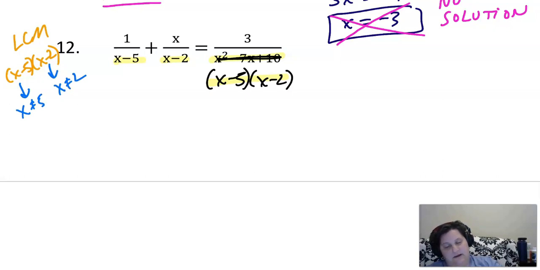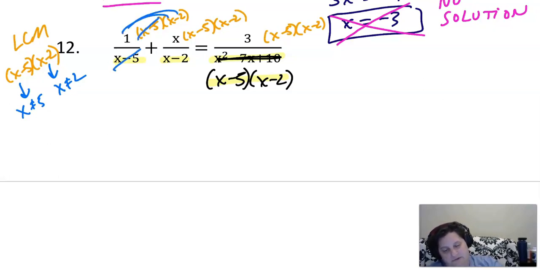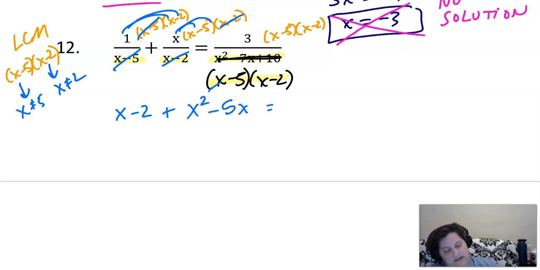Okay, now let's go ahead and multiply everything by x minus 5, x minus 2. Okay, here, the x minus 5's cancel. When I distribute that, I get x minus 2. The x minus 2's cancel. When I distribute that, I get x squared minus 5x. Here, everything cancels, and I just get 3.